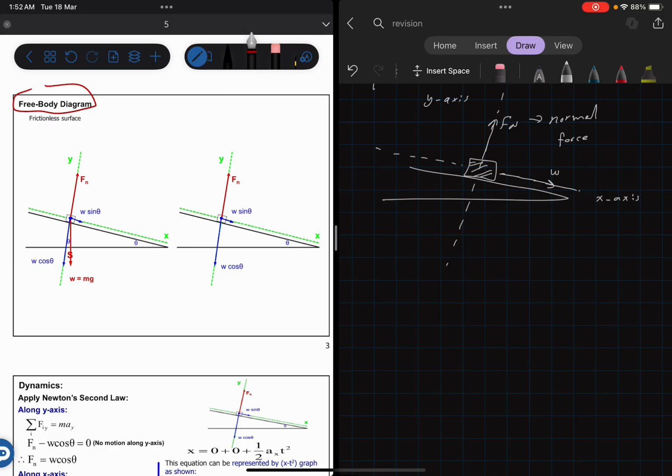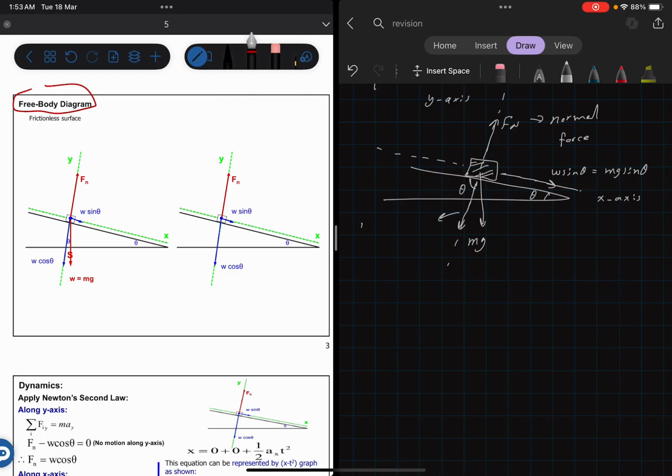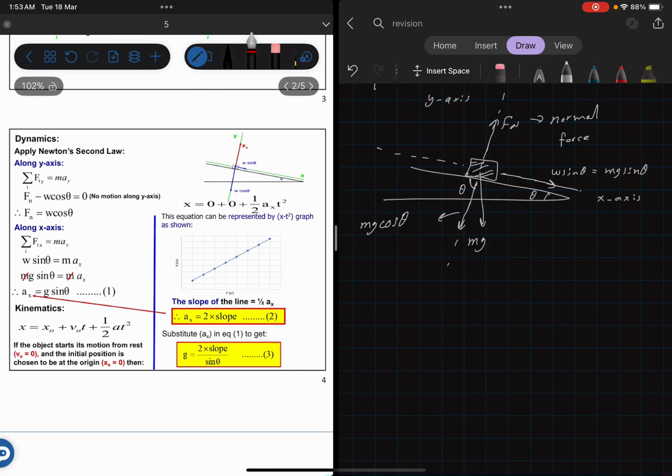Here we have w sine theta, which is mg sine theta, and here we have this angle, and we have weight mg, and here we have this angle, and this is mg cosine theta. Okay, so now for dynamics, apply Newton's second law.